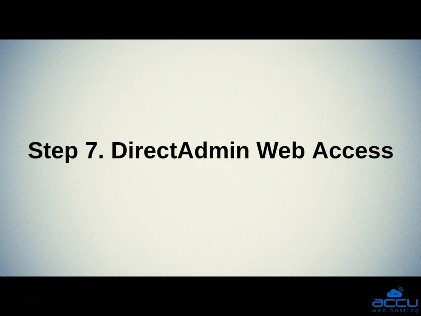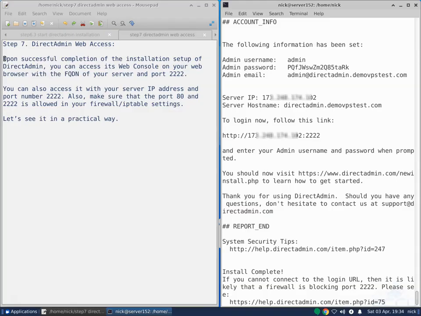Step 7. DirectAdmin Web Access. Upon successful completion of the installation setup of DirectAdmin, you can access its web console on your web browser with the FQDN of your server and port 2222. You can also access it with your server IP address and port number 2222. Also, make sure that ports 80 and 2222 are allowed in your firewall iptables settings. Let's see it in a practical way.